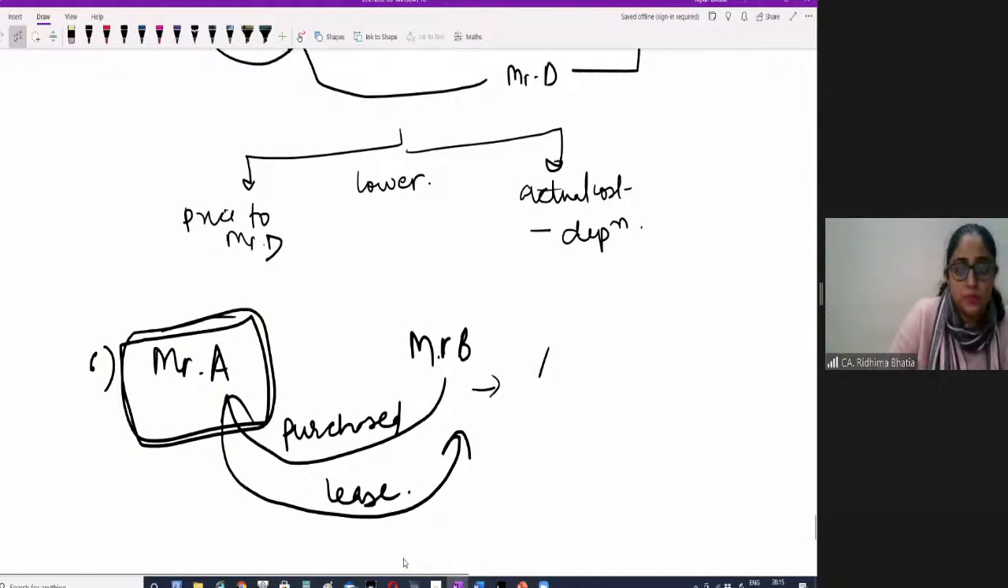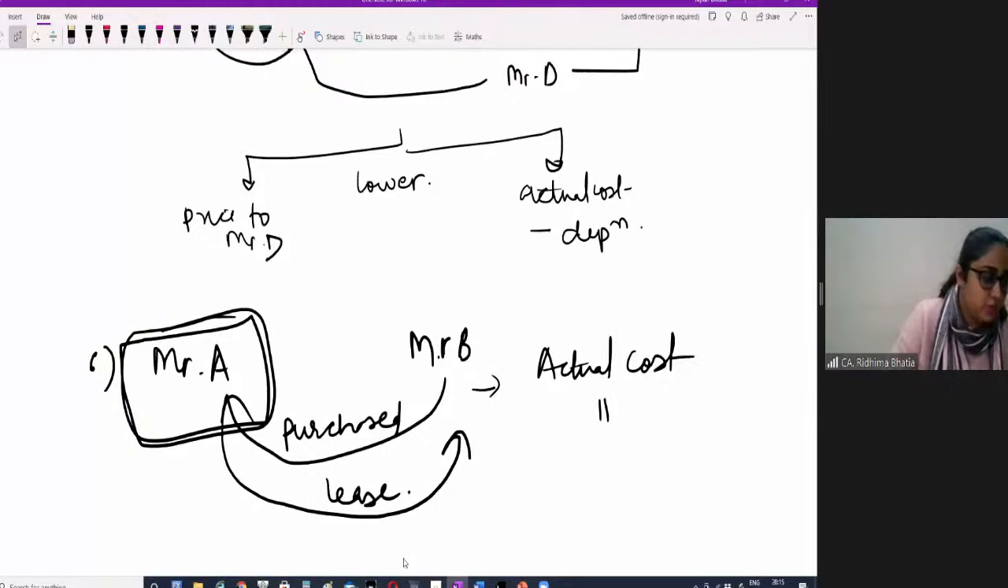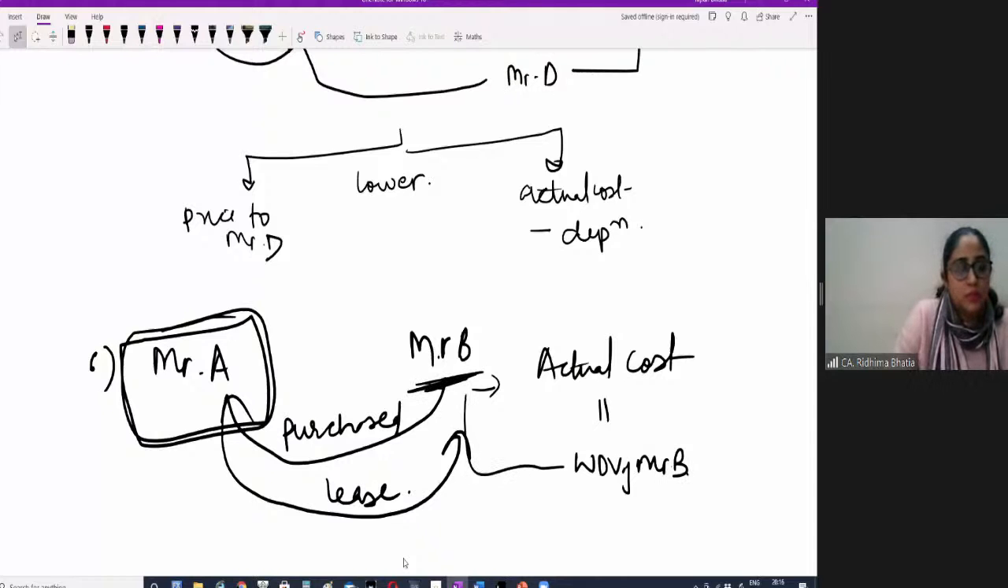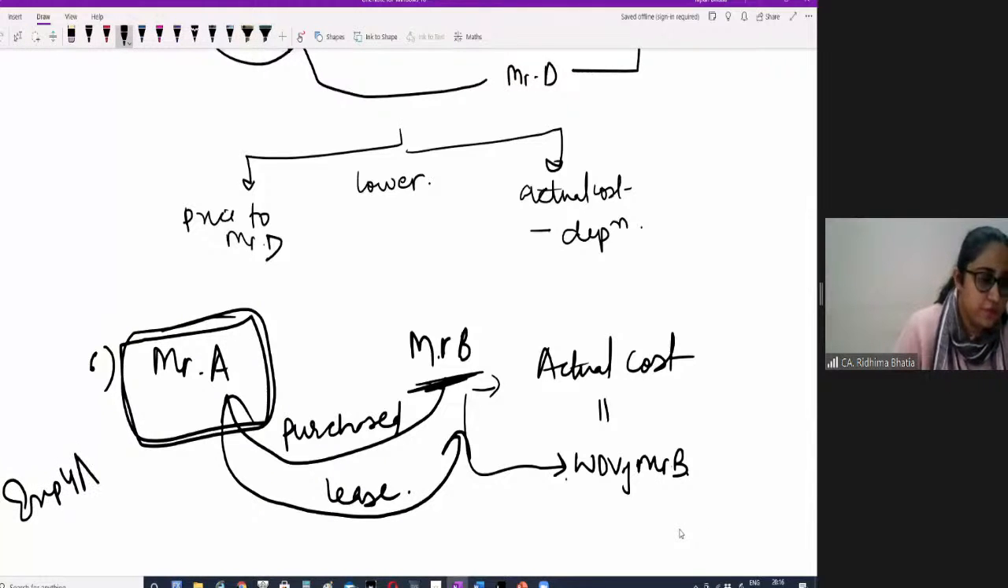The actual cost would be the written down value of the asset when Mr. B transferred. So when this transfer happened, whatever was the written down value in the books of Mr. B, that would be the actual cost in the books of Mr. A. This is my explanation for A.